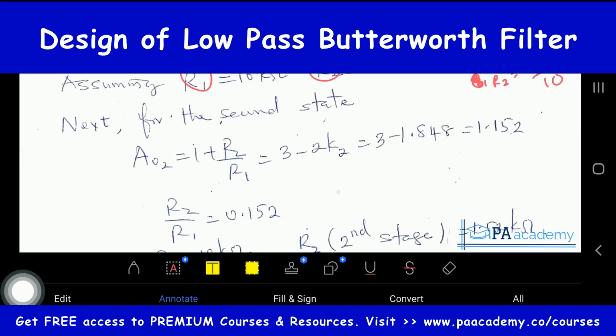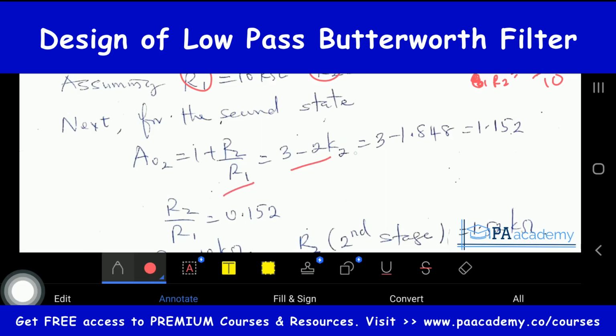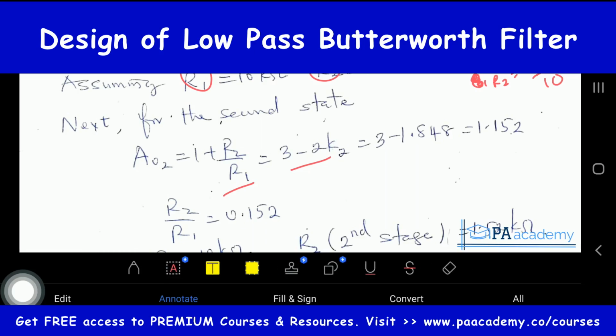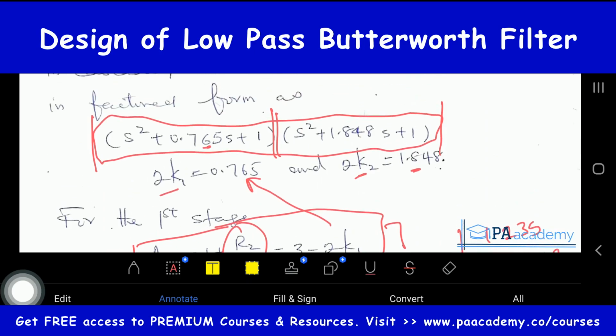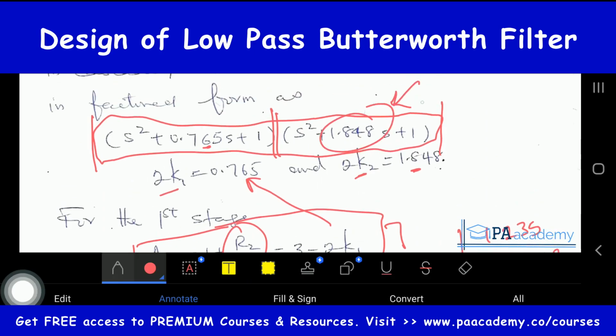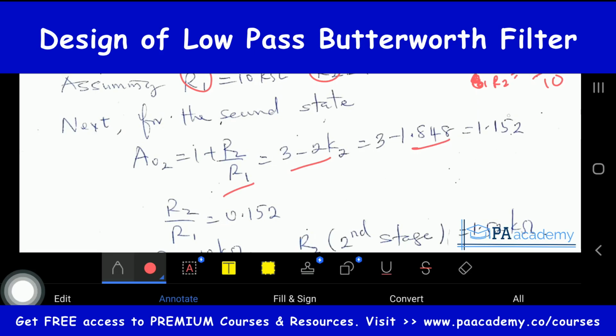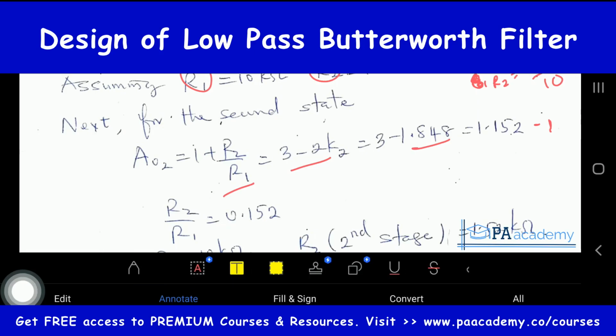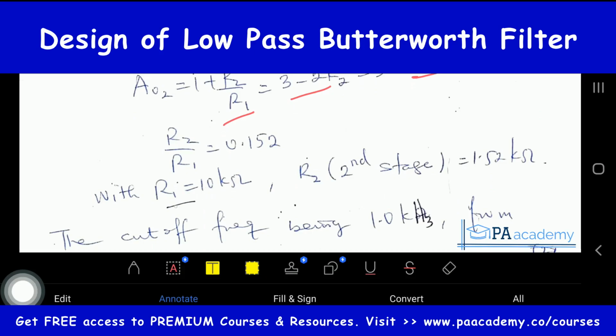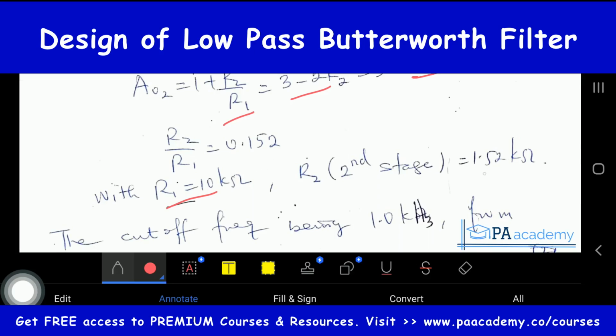For the second stage, we repeat the same process. Our a naught 2 is equal to 1 plus R2 over R1. So we do 3 minus 2k2, our second value for 2k, which is 1.848, and we get 1.152. To get our R2 over R1 value, we subtract 1 from this, so we have 0.152. With R1 equal to 10 kilo ohms, our R2 needs to be 1.52 kilo ohms.